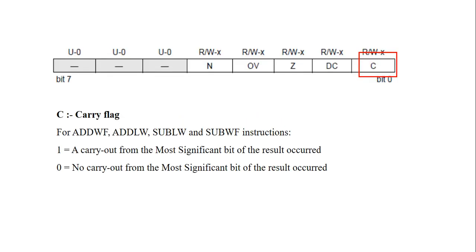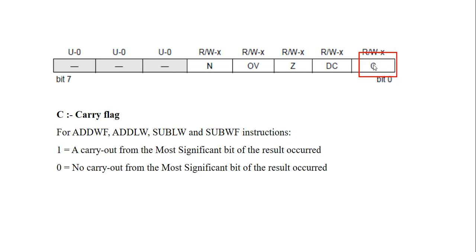Status registers are from the SFR, special function registers. The status register is 8 bits. Out of the 8 bits, only 5 bits are useful and the remaining 3 bits are unused. That's why they are indicated by U0, U0 and U0, and the 5 bits are carry, digital carry, zero, overflow and negative. The first bit here is the carry flag.